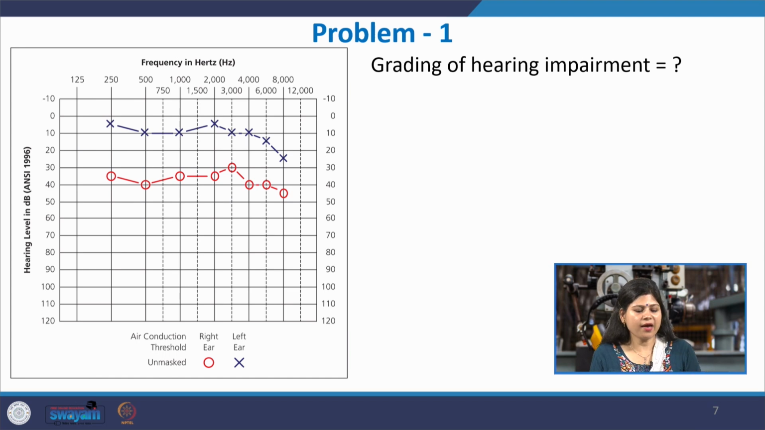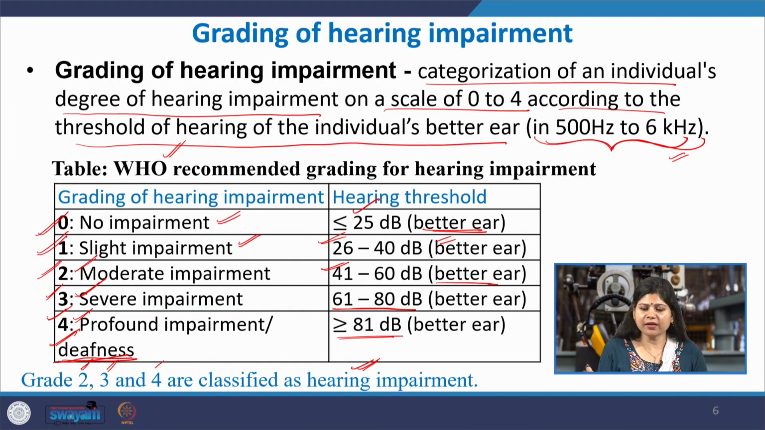So, let us say we have the same audiogram and you have to find out what is the grading of hearing impairment. Now, you know that the grading is calculated for the human's better performing ear. So, even if somebody is able to listen from one ear and has gone deaf from the other ear, that does not mean that they are deaf, they can still hear the sound from one ear. So, the better ear performance is taken.